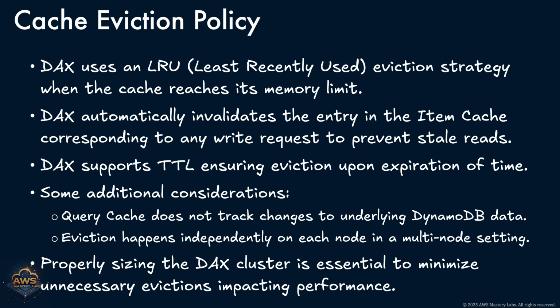To minimize unnecessary evictions and maintain optimal performance, it is crucial to properly size the DAX cluster based on the application's data access patterns. If the cache is too small, frequent evictions can reduce the effectiveness of DAX, leading to higher read latency and increased database costs. By balancing cache size, eviction strategy, and read patterns, applications can maximize the benefits of DAX for low latency, high throughput workloads. When an item's TTL expires, DAX evicts it from the cache, ensuring that the next request for that item will be served by DynamoDB, refreshing the cache.